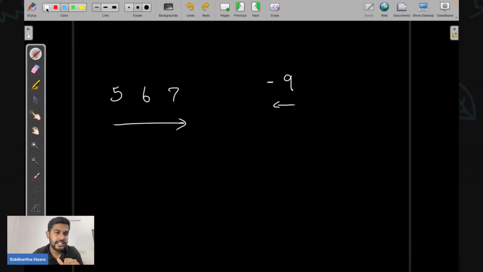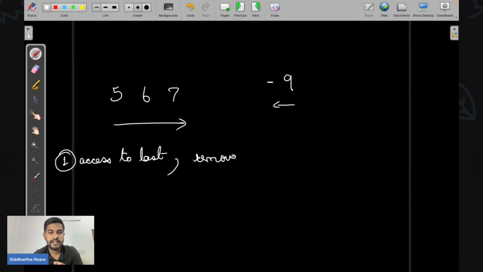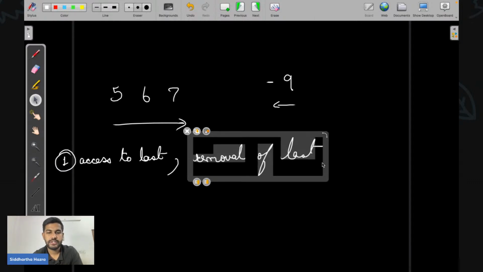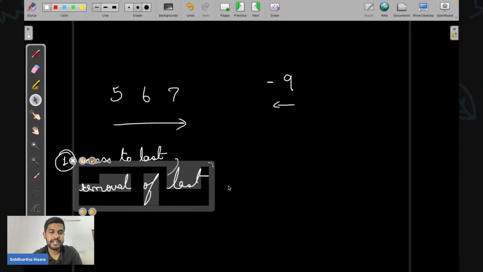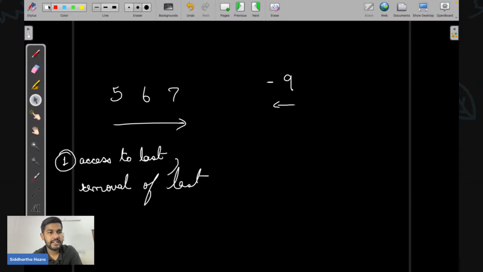So the very first need is access to last, and removal also. Access to last and removal of last. Basically, this would become the next point. So we need the access of the last element as well as the removal of the last element. Okay. Now, what are the other things?